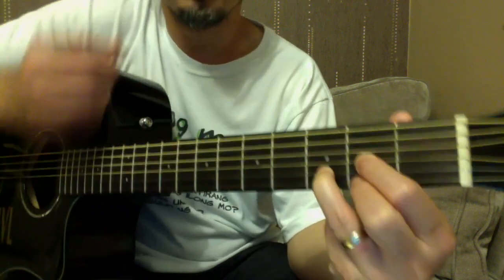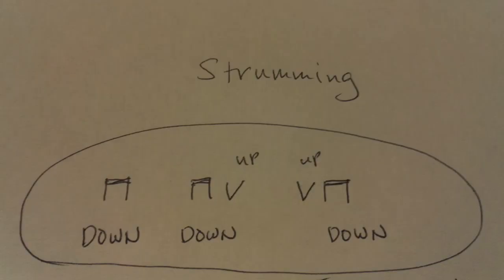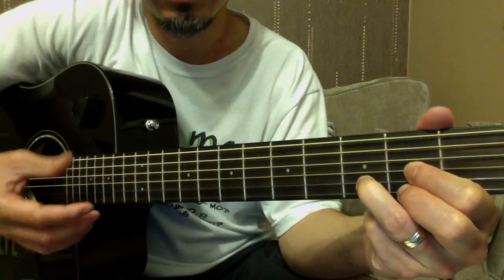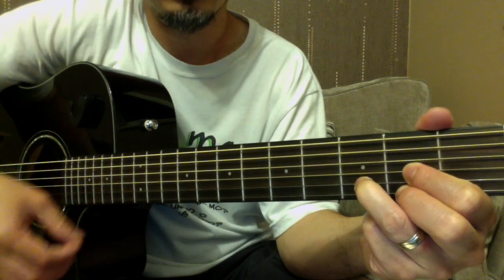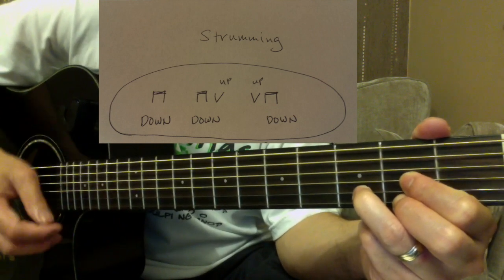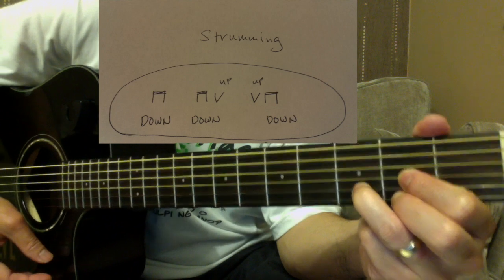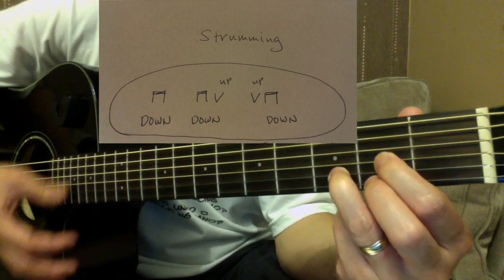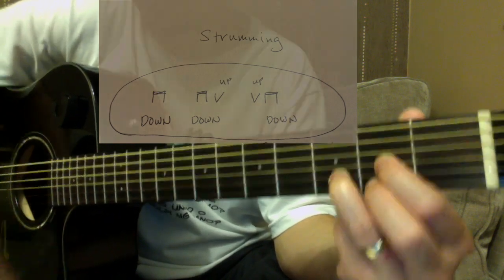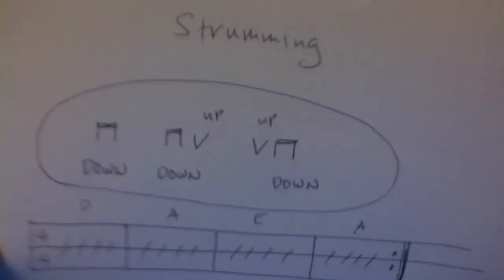So D, we will learn the strumming. This is the strumming that I wanted to share. It's my generic strumming. If I'm not familiar with the song, I just do this strumming, which is down, down, up, up, down. So down, down, up, up, down. Okay, so down, down, up, up, down. Down, down, up, down. The same as on here.